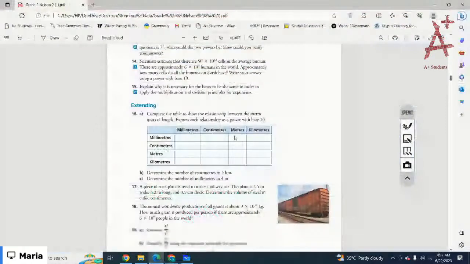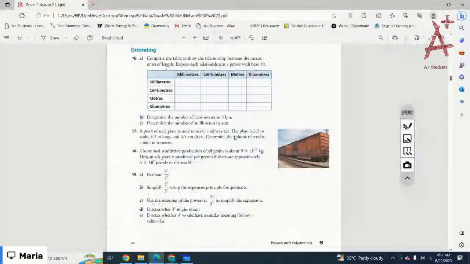Okay, just look at the question number 17. A piece of steel plate is used to make a railway car. The plate is 2.5 meter wide and 3.2 meter long and 0.5 meter thick. Determine the volume of the steel in cubic centimeter. So whenever you have to calculate the cube, what you have to do? You have to do length times width times height. Got it? You have to multiply all the values.